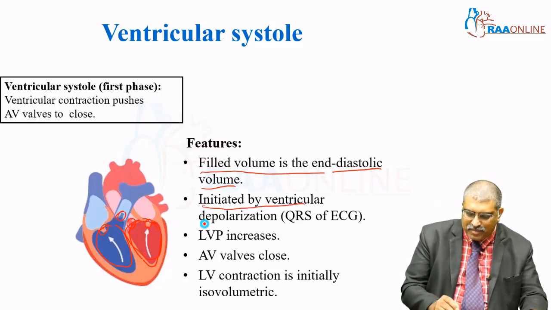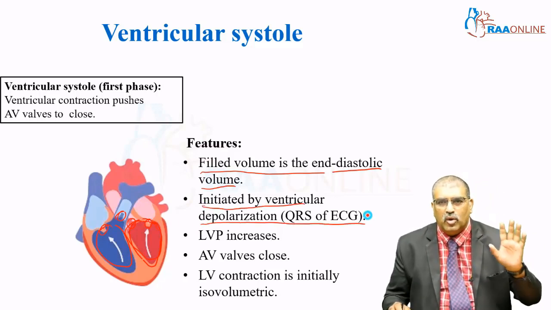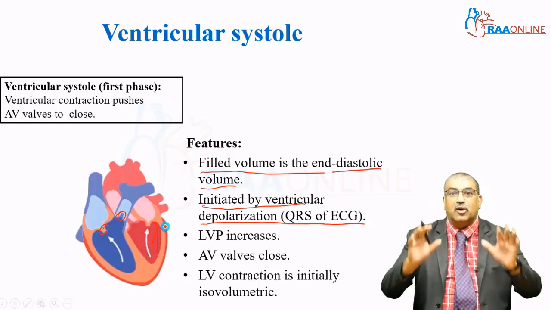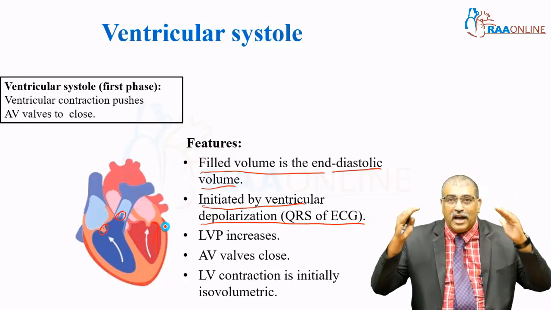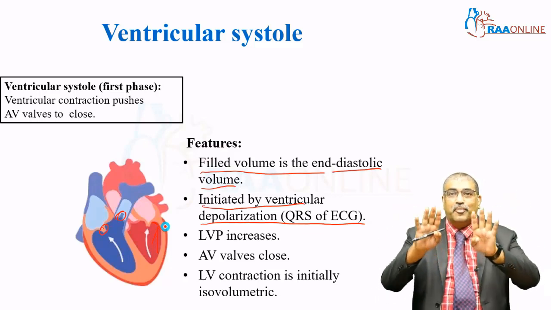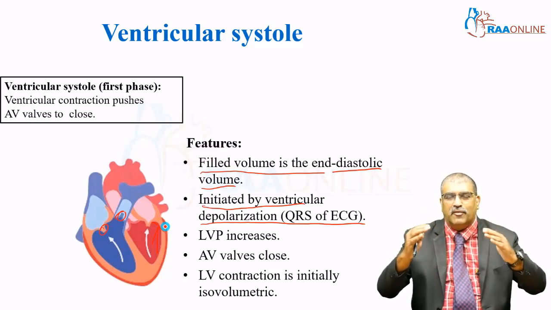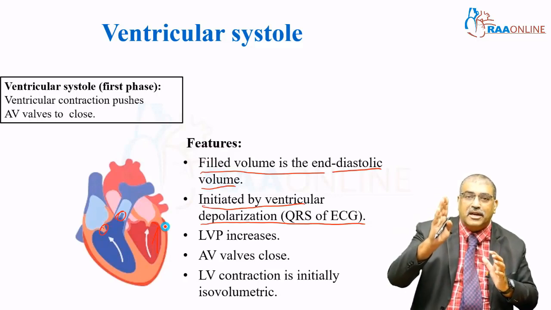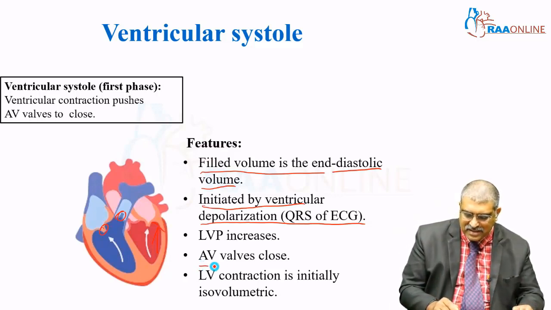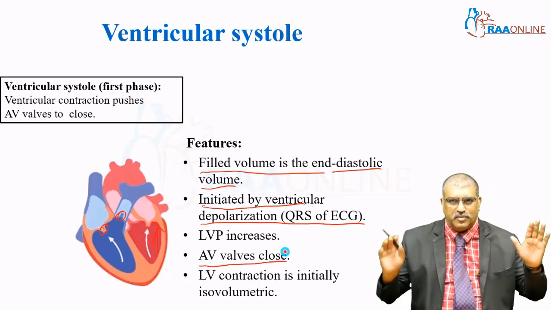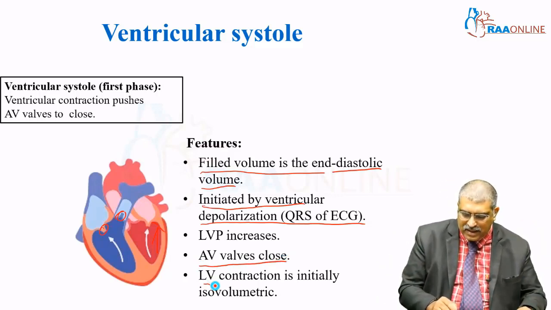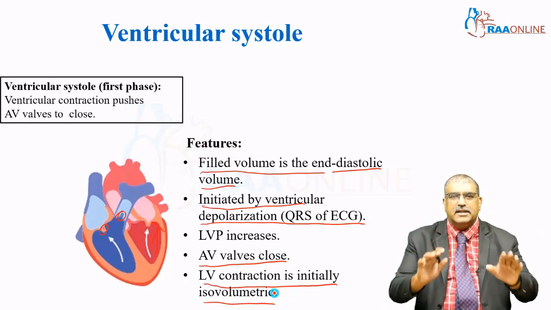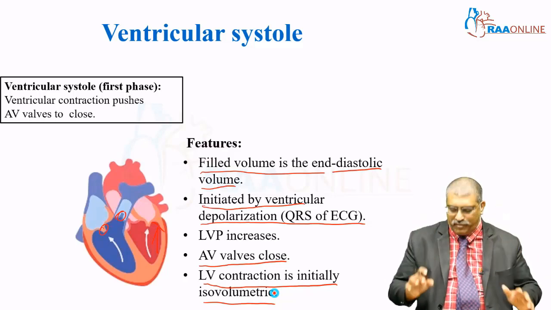That is the beginning of the ventricular systole. It is initiated by ventricular depolarization, your QRS of ECG. Here the left ventricular pressure increases. The volume remains the same. As both valves are closed, your pressure increases. The volume remains the same and the ventricle is contracting in a closed cavity. As I said earlier, both the AV valves, mitral and tricuspid, are closed, and the contraction is initially isovolumetric. These are all the changes which happen in the first phase of ventricular systole.